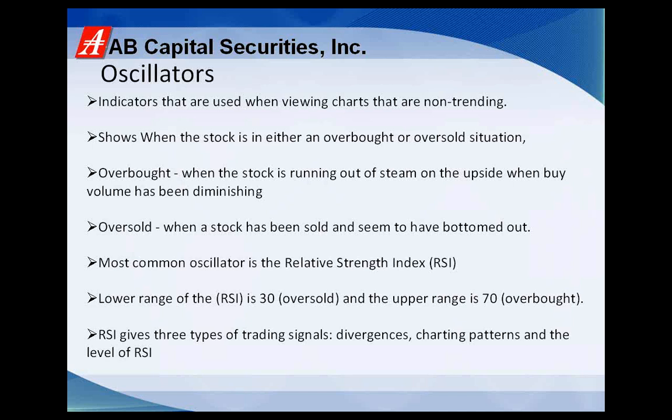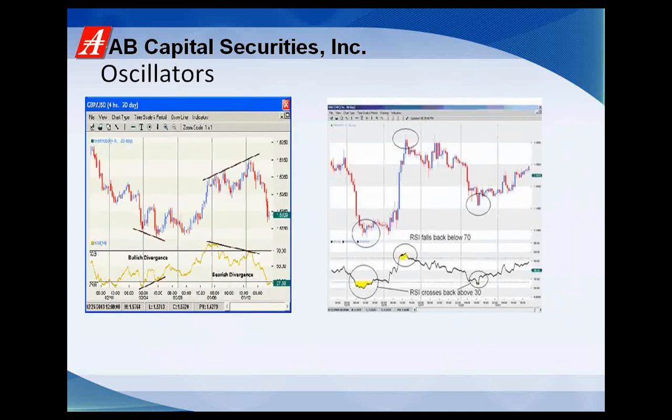These are examples of divergences for the RSI. You have a bullish divergence followed by a bearish divergence on the left chart. And we also have buy and sell signals as indicated by the level of the RSI after going to oversold levels and going to overbought levels at 30 and 70.